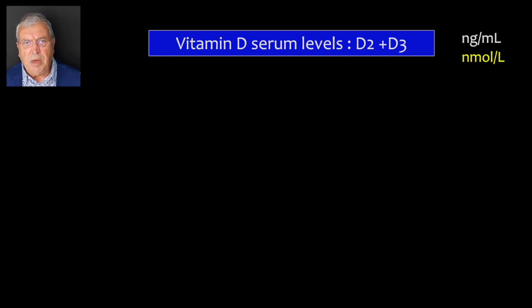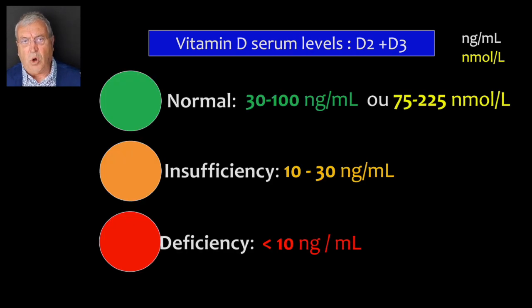The serum level minimum is 30 nanogram, or 75 nanomole per liter. Take care when you take the blood test in hand. Is it in nanogram or in nanomole? Not the same. Below it's insufficiency, and below 10 nanogram it's a deficiency. But a lot of people are deficient today, at least 70 to 80% of the population.